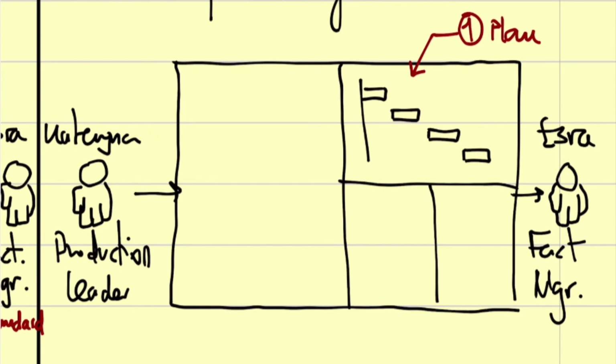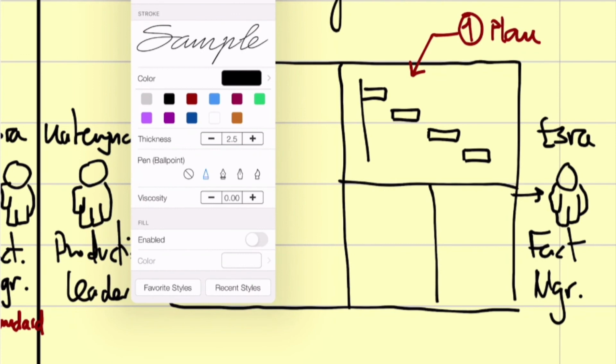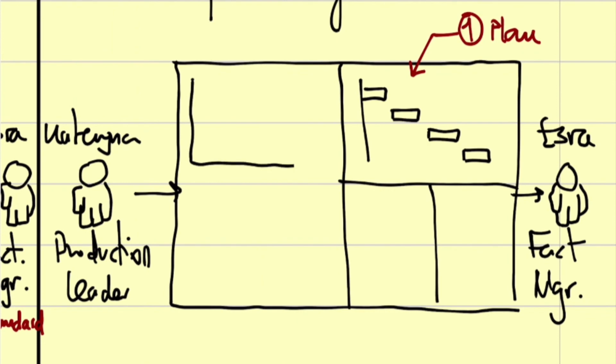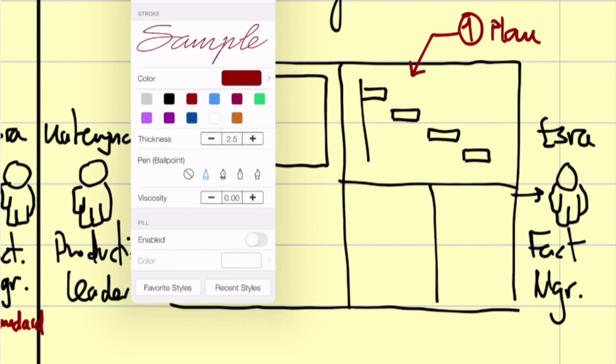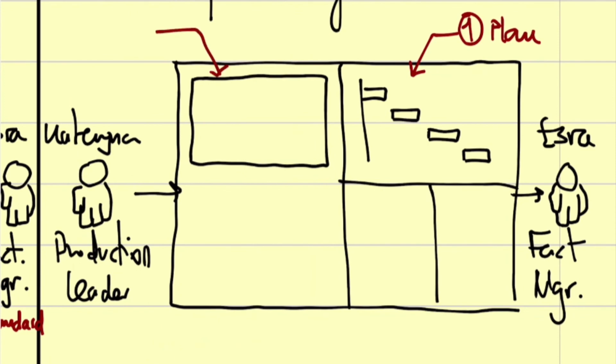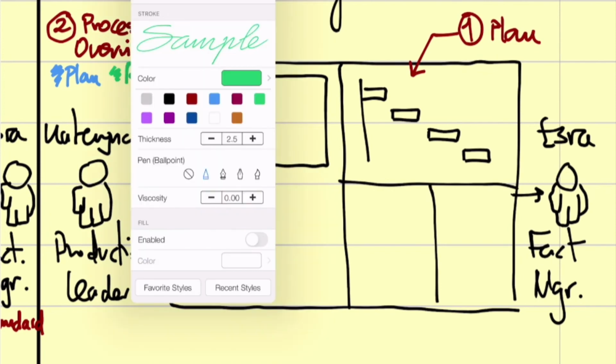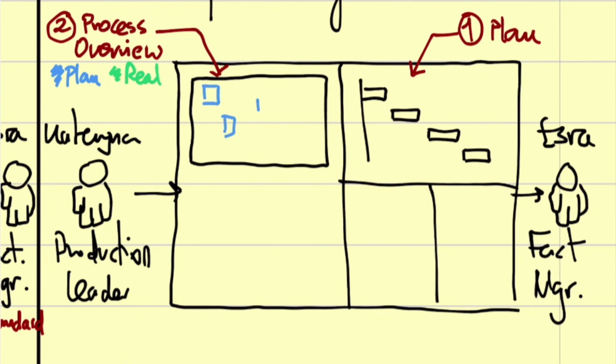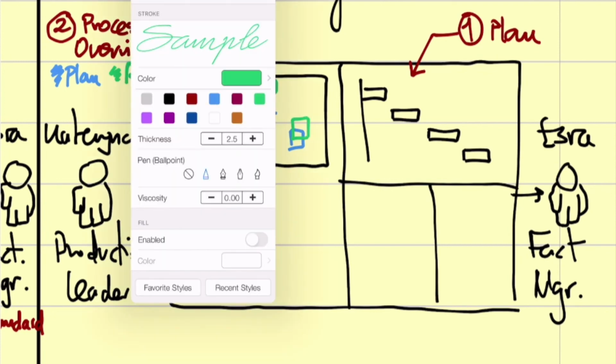And once we have the plan, we create an overview of the process with one important remark. We use two colors here, one blue, for instance, for the plan, what we have planned, and green for the real. Okay? In that respect, we can always check what we have planned and what we have in reality. So we can always have a vision of both states.